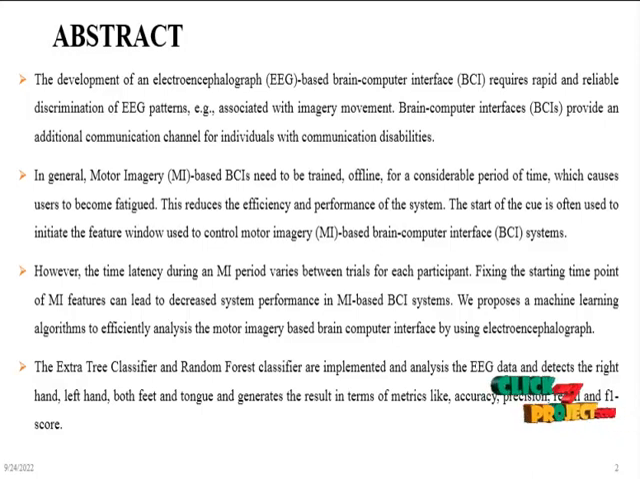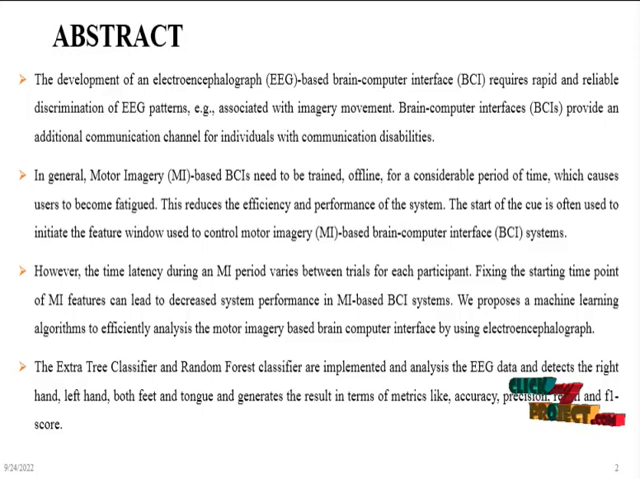The start of the queue is often used to initiate the feature window used to control motor imagery-based brain-computer interface systems. However, the time latency during a motor imagery period varies between trials for each participant. Fixing the starting time point of motor imagery features can lead to decreased system performance in motor imagery-based brain-computer interface systems.